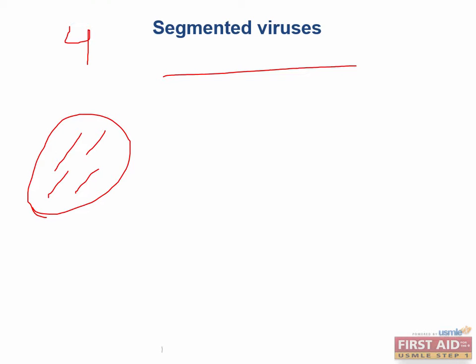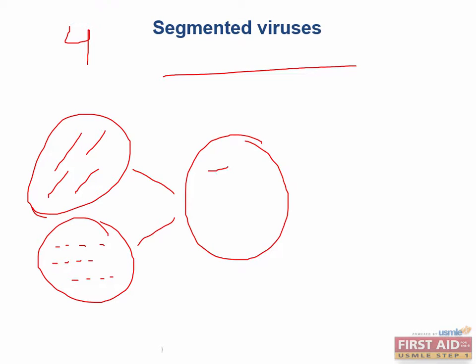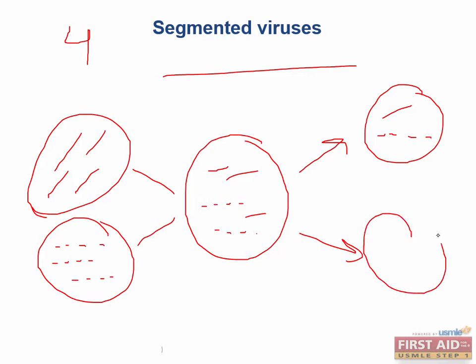And the reason this is important is because if we remember back to viral genetics, having segments enables these viruses to undergo a process called reassortment. So if 2 viruses infect the same cell, the viral segments can mix and combine together, and they can make progeny viruses with a unique genetic makeup. This process is called reassortment.